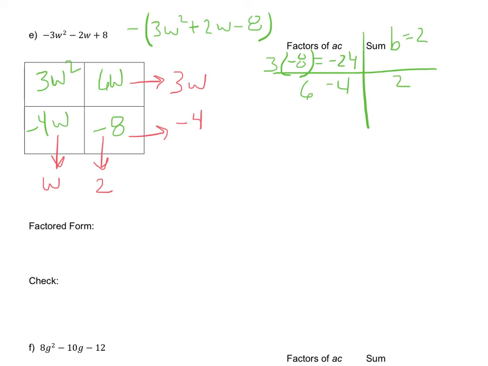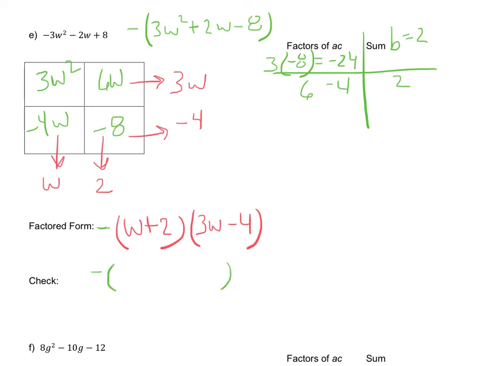So here's my factored form. So I think it's going to be w plus 2 and 3w minus 4. But we got to make sure that we remember that we have this little negative here that we started out with that we can't lose. Our factored form still has to equal what we started out with. So as I do my check, I'm just going to leave that on the outside for the moment.